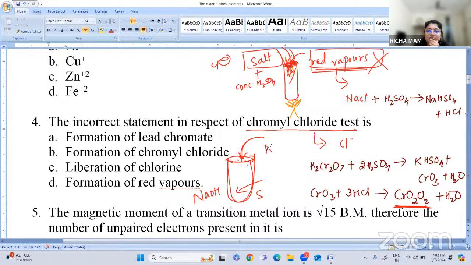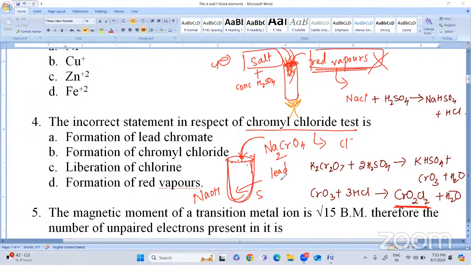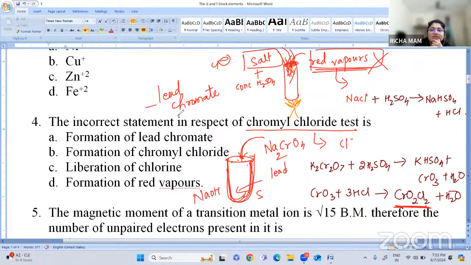The yellow color is because sodium chromate is formed, Na2CrO4. To this solution we are adding lead acetate and acetic acid. Then we get a bright yellow precipitate, and that bright yellow precipitate is lead chromate. So this is the reaction.